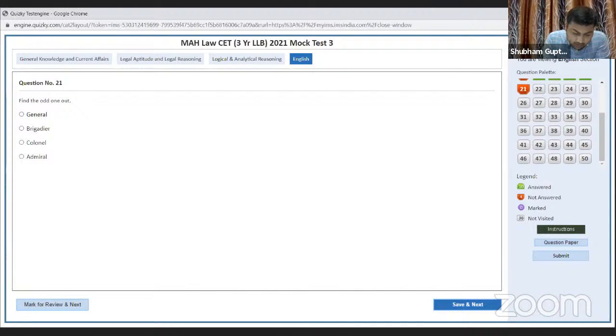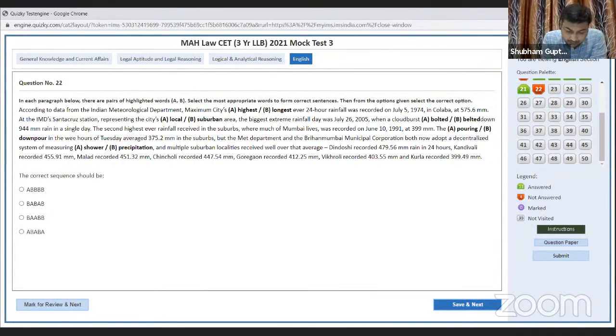Find the odd one out. General, brigadier, colonel, and admiral. If you know any of the branches, you would know that admiral is not part of the army, and the other three are part of the army. Admiral, if I'm not wrong, is part of the navy.